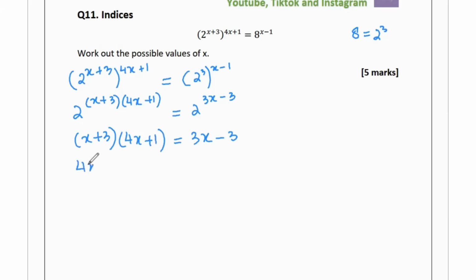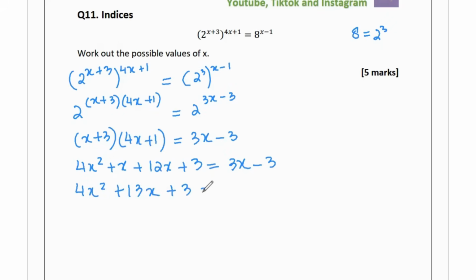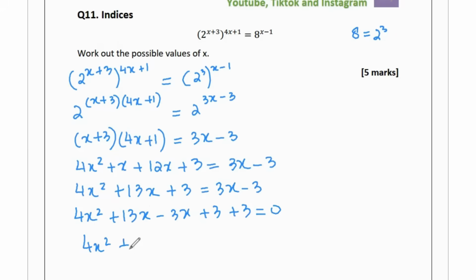So that's 4x squared plus x plus 12x plus 3 equal to 3x minus 3. That's going to be 4x squared plus 13x plus 3 equal to 3x minus 3. Bring everything on one side. So 4x squared plus 13x minus 3x plus 3 plus 3 equals 0. That's 4x squared plus 10x plus 6 equal to 0. Once again, we have a quadratic equation and we have to factorize this quadratic equation to find the values of x, which the question was asking us to do.